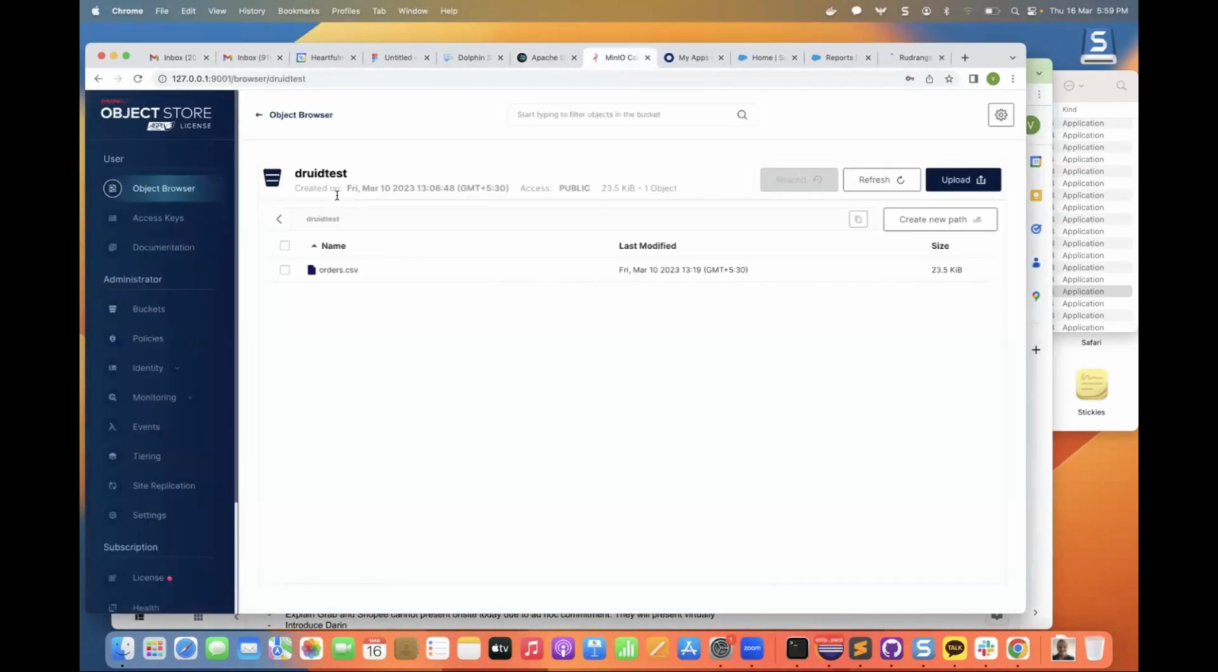I have some data here. This S3 is a local S3 I've set up just for this demo. If you don't know, this is MinIO, which simulates S3 in your local setup, so you can use this. I've got a CSV file which I want to ingest into Druid.